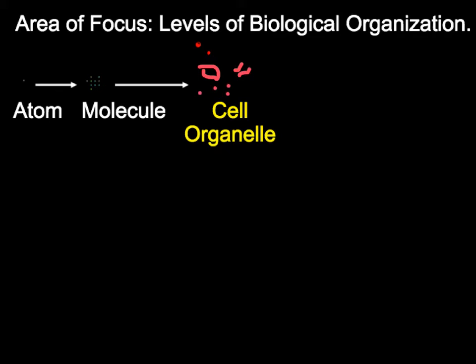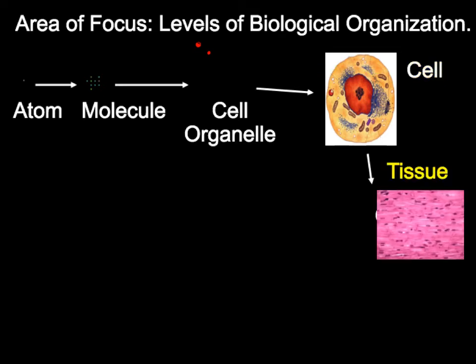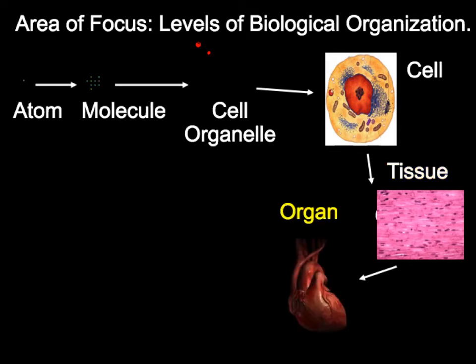But then all of those cell organelles are going to work together as a system to make up a cell. Now the cell, we have lots of cells in our bodies, trillions of cells, and they're going to work together to make up tissues. And what you see here is cardiac tissue, and the tissue in the cardiac system, or the heart, would work together to make up the organ of a heart in this case.